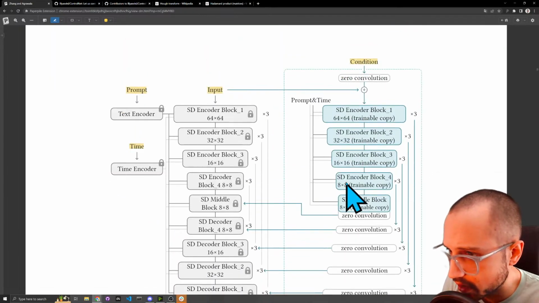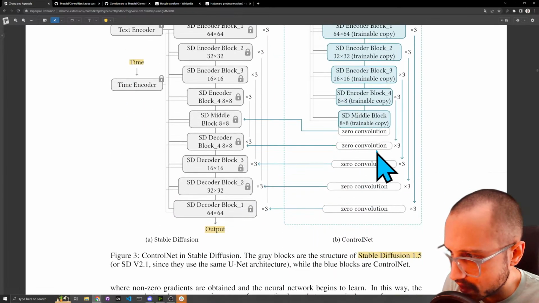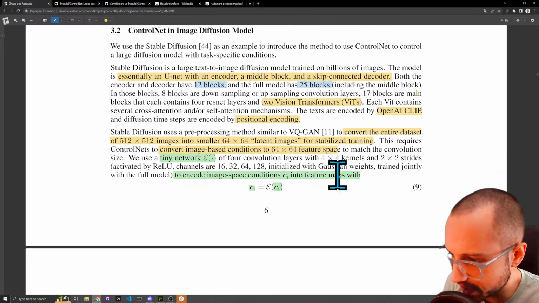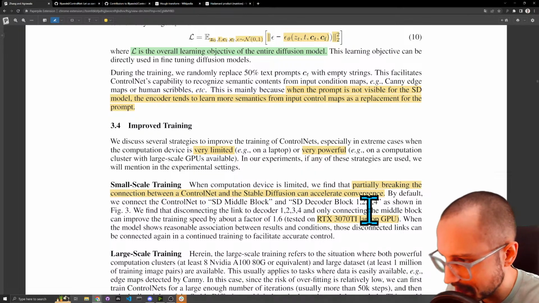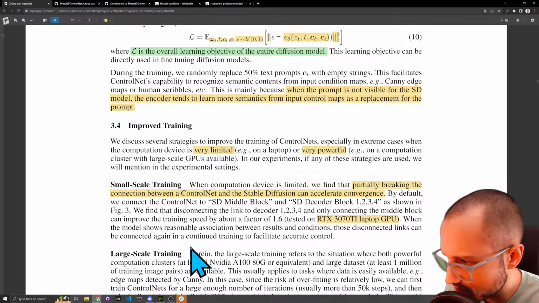Okay, so these connections here, the zero convs going into the decoder, you can get rid of these and not have them. And that'll reduce the overall memory and the total amount of computation that you need to do, and then it improves training. So that's kind of what they were saying here. Partially breaking the connection.